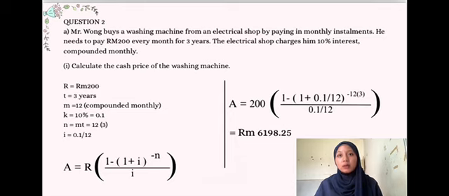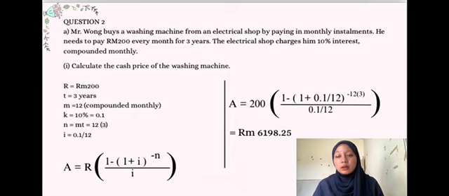Step 1, you need to determine the items. R = RM200, t = 3 years, m = 12 because of compounded monthly. k = 10%, and to get 0.1, you need to calculate 10 divided by 100. n = m × t = 12 × 3. i = 0.1 divided by 12.